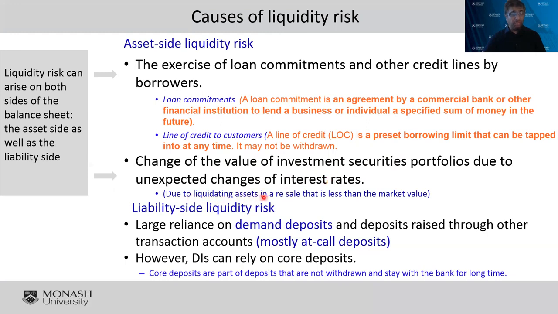And then, due to the liquidation of those assets, the price and value of them, because of the liquidation and the liquidity need, you will have to sell them for less than the market value. And this actually creates a liquidity problem, because you have to sell your assets at less than the market price, especially when the interest rate is going up and you are holding this type of assets. So that is the asset side.